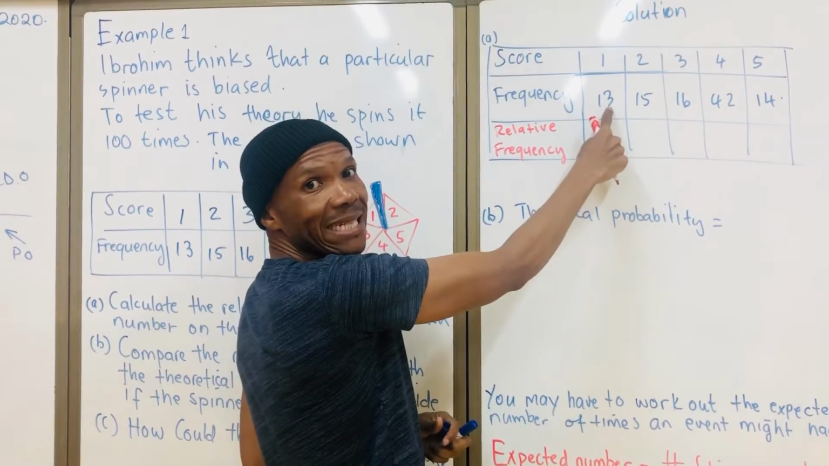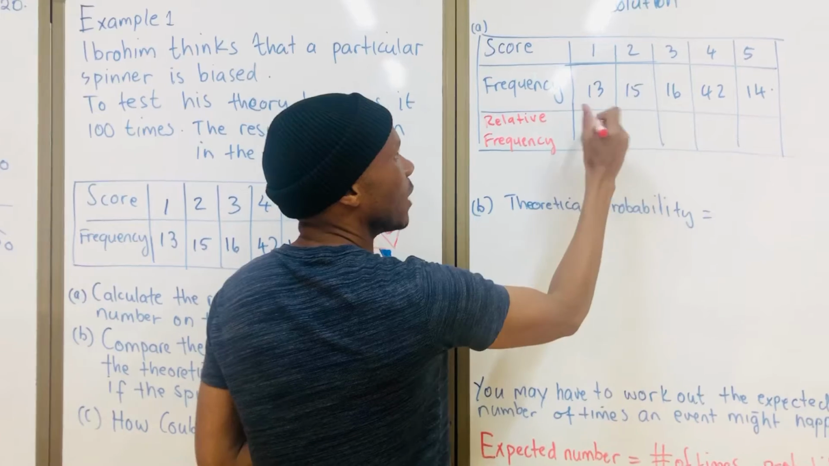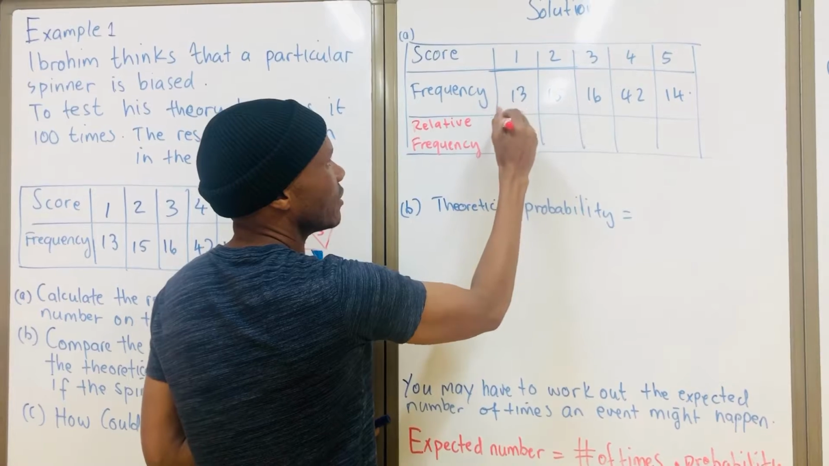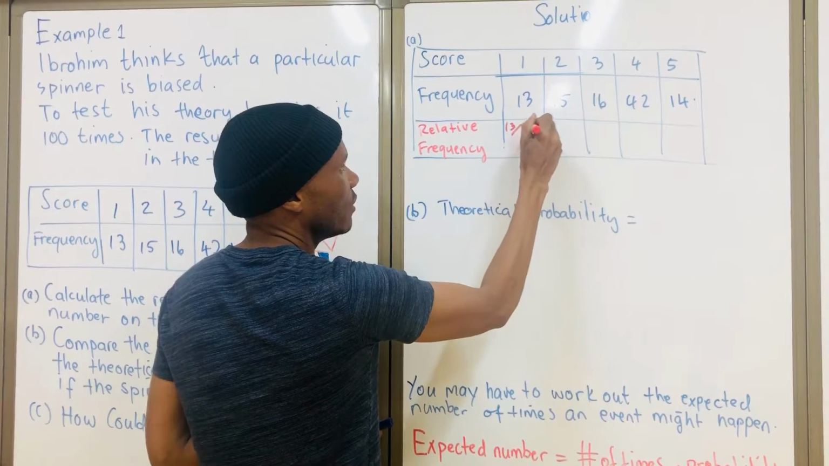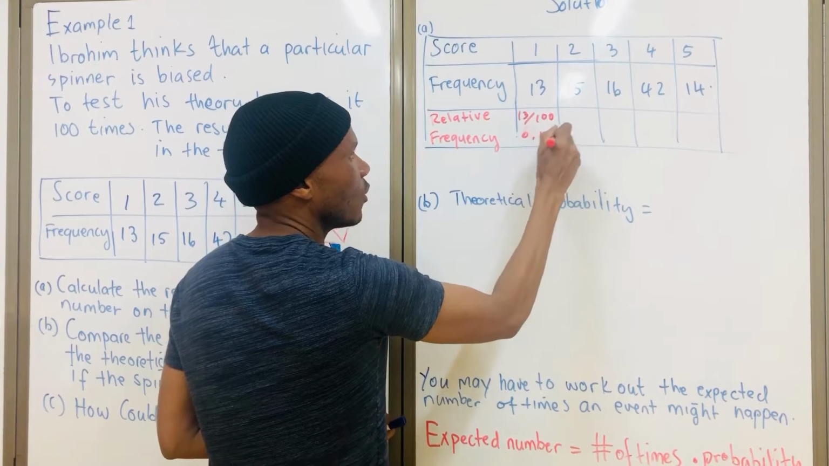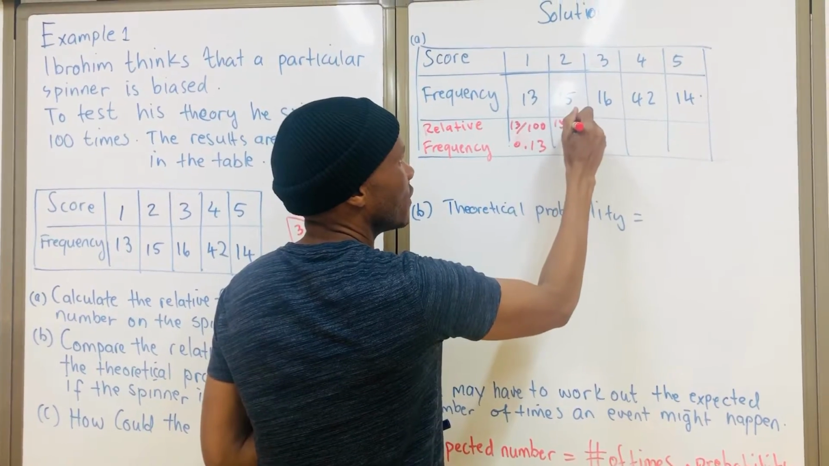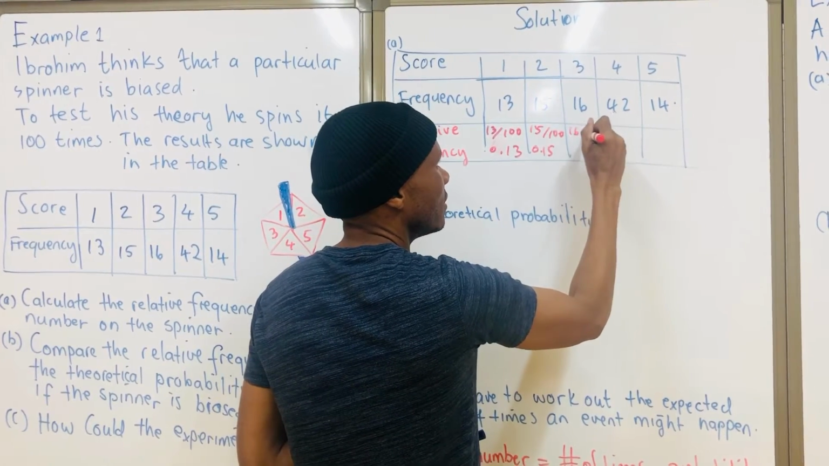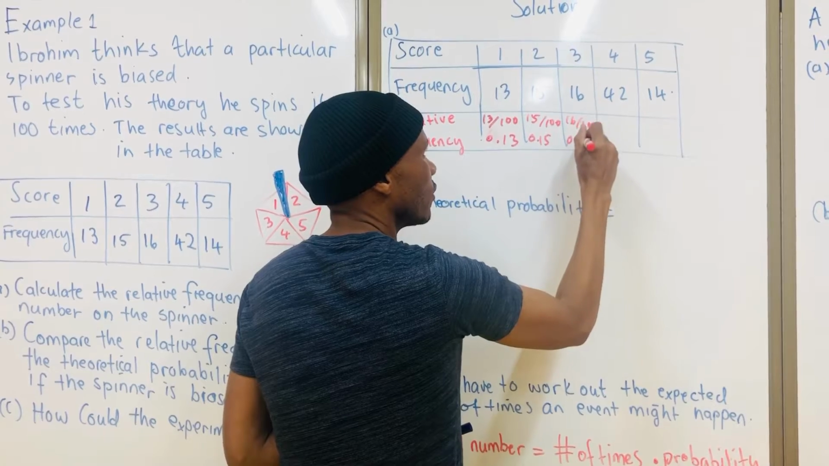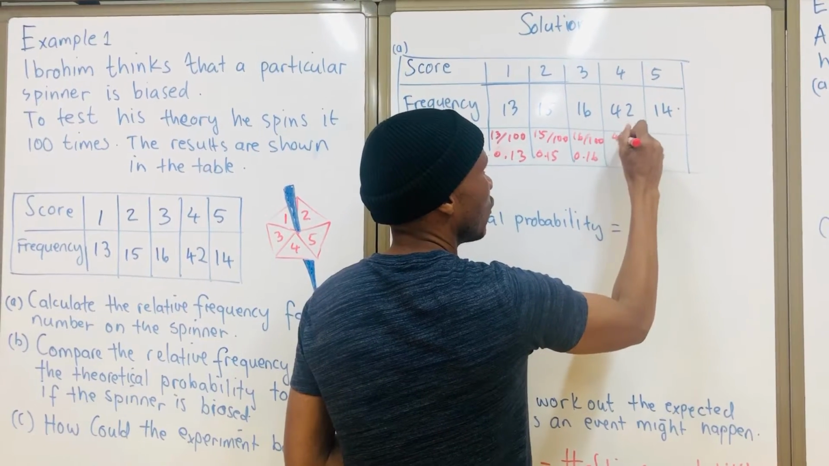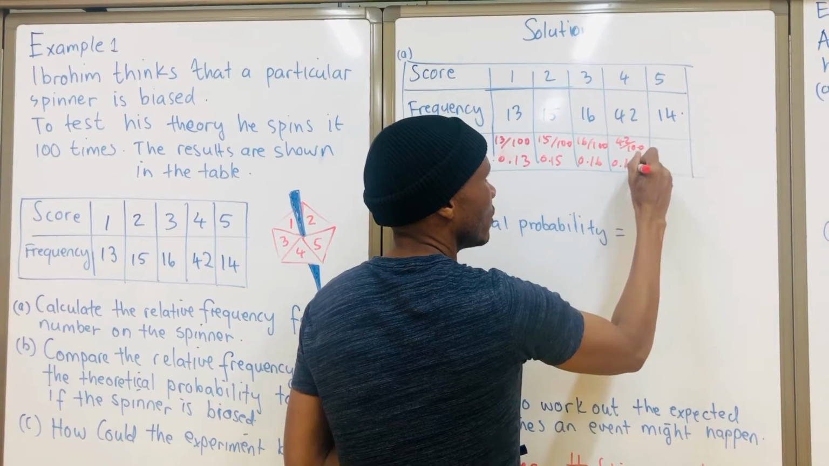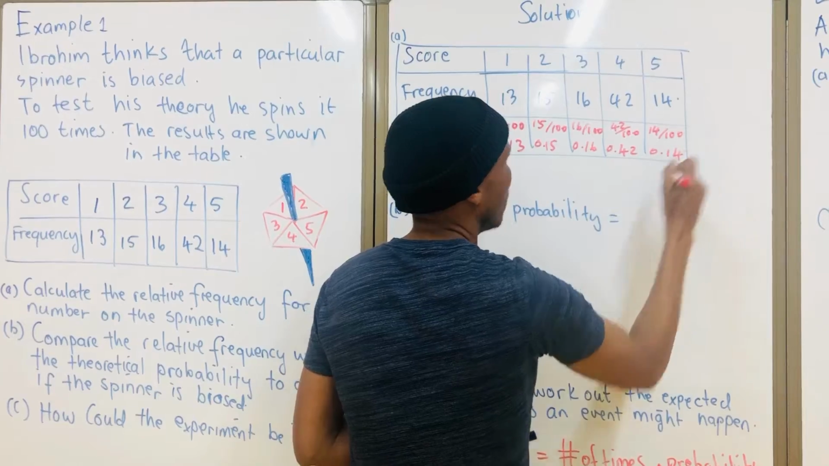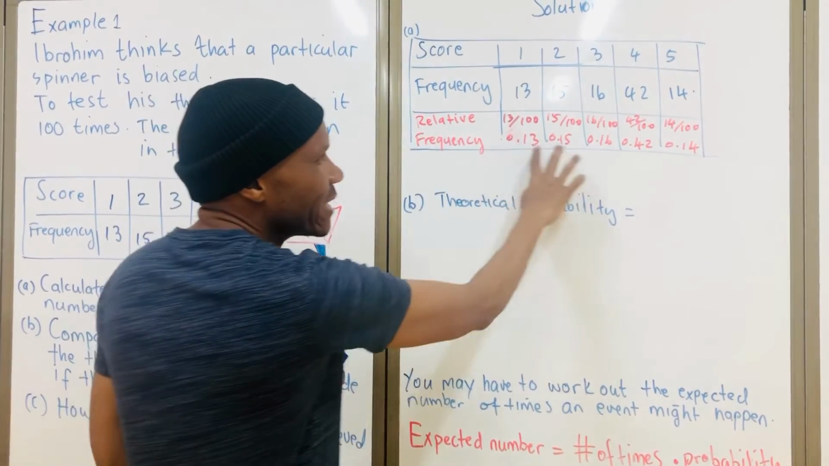So he got only 13 out of the total, which is 100. So that will be 0.13, or I can write it as 13 over 100, 0.13. And here, 15 over 100, 0.15. And then here, 16 over 100, 0.16. Then 42 over 100, 0.42, and 14 over 100, 0.14. So here, this is the relative frequency.